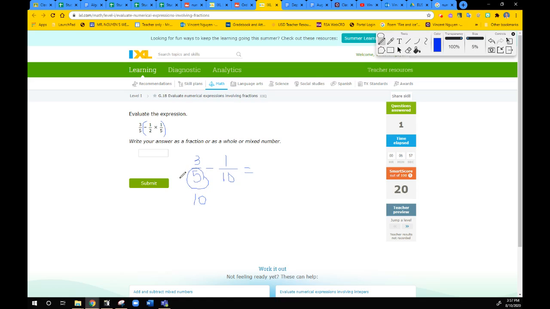So how do I make this a 10? Well, I can multiply this by 2, and I can multiply this by 2, okay? So I have 6/10 minus 1/10, okay? And so you keep the same denominator, which is 10, and then you subtract the numerators. Okay? So the denominator is 10, and then 6 minus 1 is 5. Next. Wonderful.